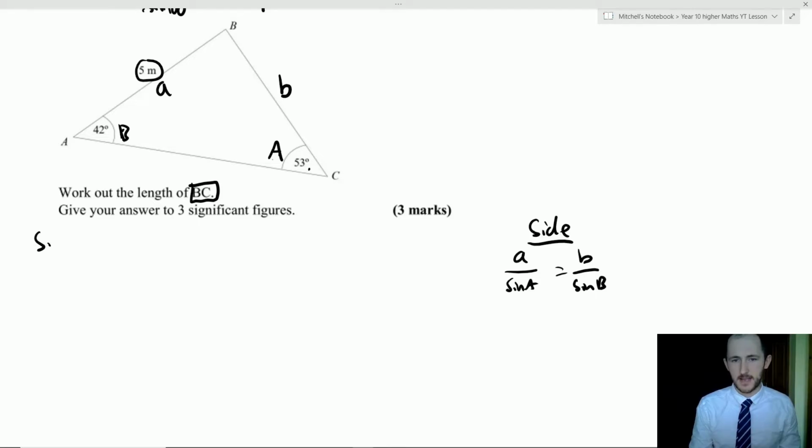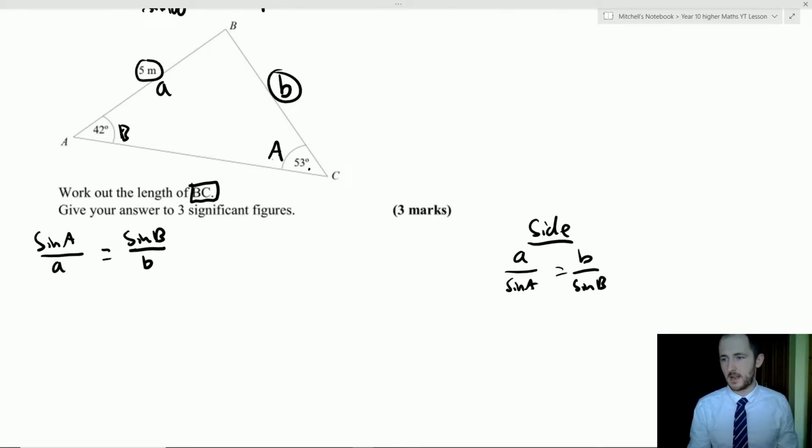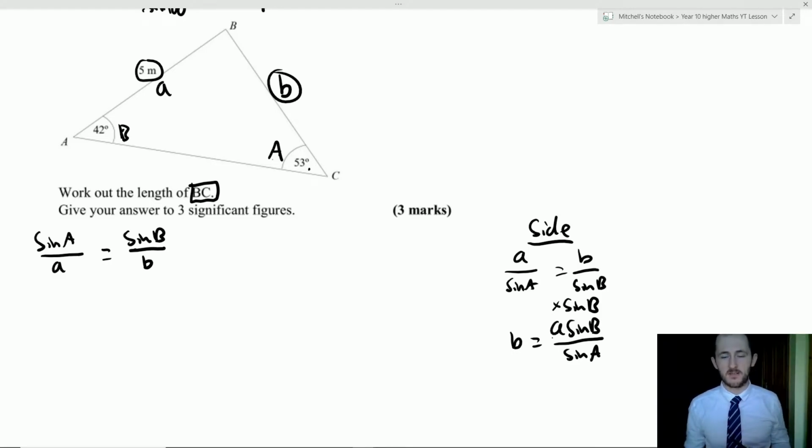So we have sine A over a equals sine B over b. And again, we're looking for b. So for this side, all we do is times both sides by sine capital B, and we get b is equal to lowercase a sine big B over sine A. Also, if you prefer substituting in first as well, that's also perfectly fine. It doesn't really make a difference.